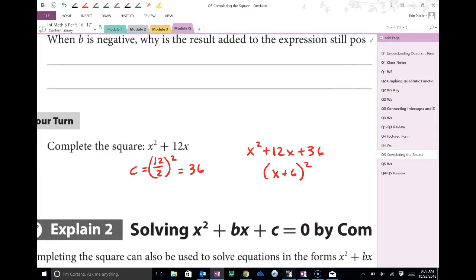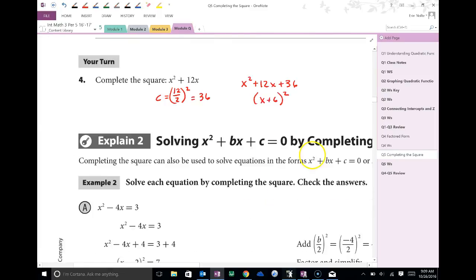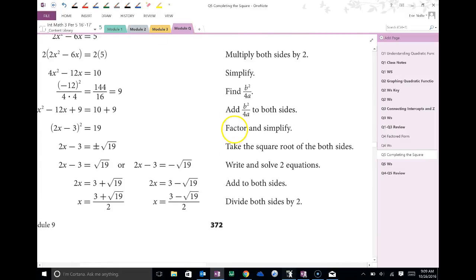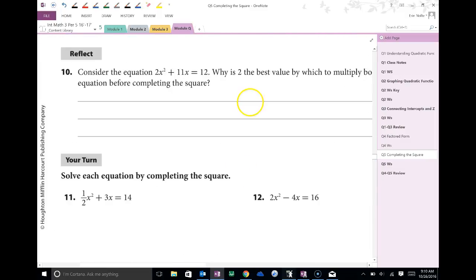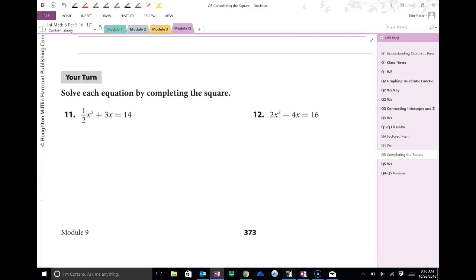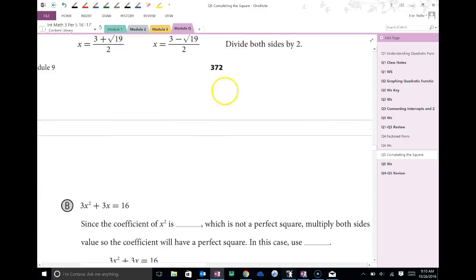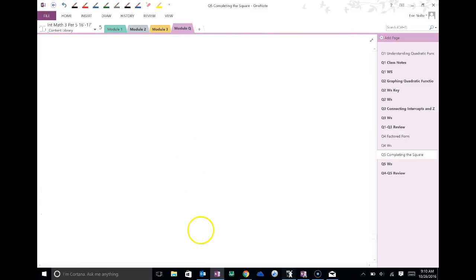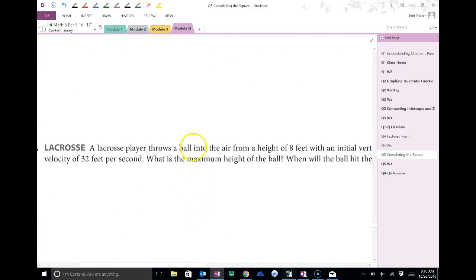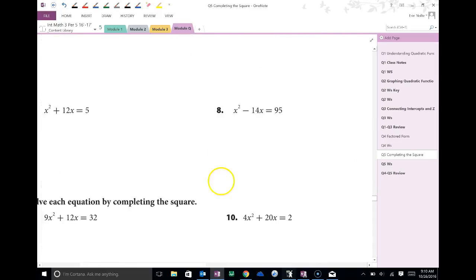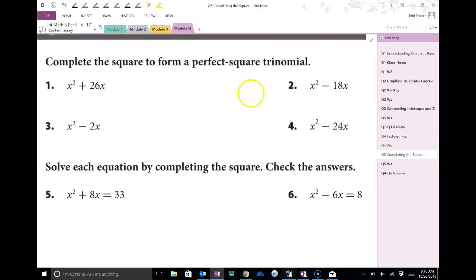Okay, so how does this help us solve quadratic equations? Okay, so we're going to do this and actually solve. I'm actually going to go down to the very bottom, because I don't like how they do all this for us. It's helpful if you don't have a teacher, I guess. There we go.